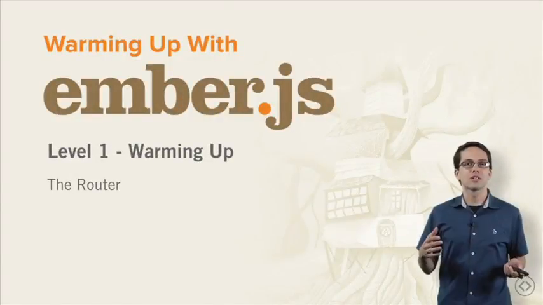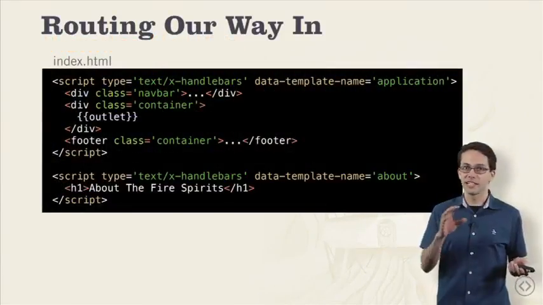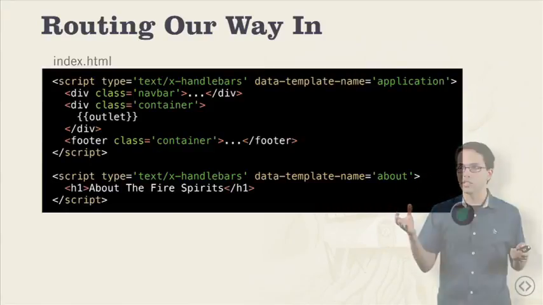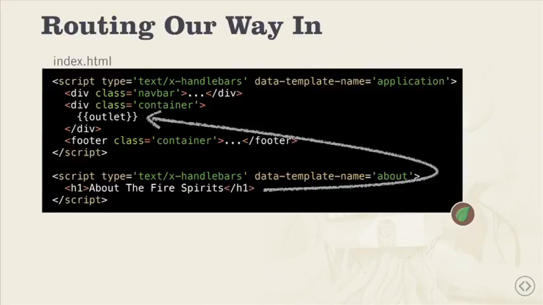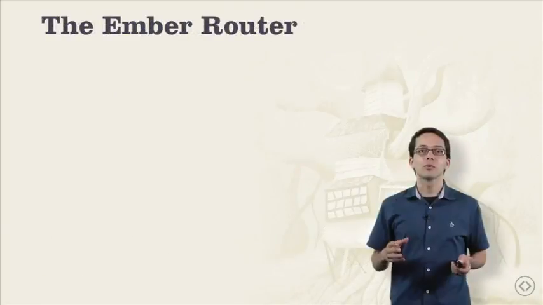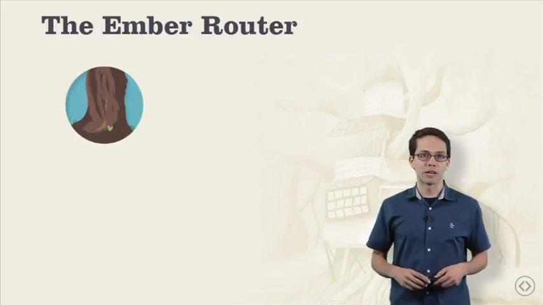So in the previous section, you saw how we could take an index template and get it loaded into our application template. But that begs the question, how do we load the about template into our application template? And how would we also map that to a URL so when somebody goes to our application/about, it would load up the correct template? To do this, we're going to need the Ember router.